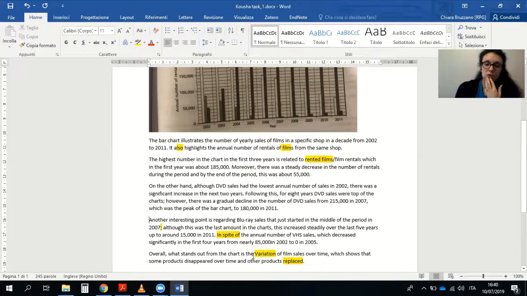Overall, what stands out from the chart is the variation, and now variation doesn't want a capital letter. Film sales over time, which shows that some products disappeared over time and other products replaced. It's either replaced them, so replaced the products that disappeared, or other products were replaced, depending on what you want to say. So were replaced by something. That's what's implied.